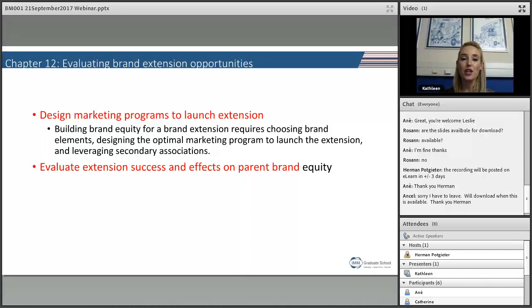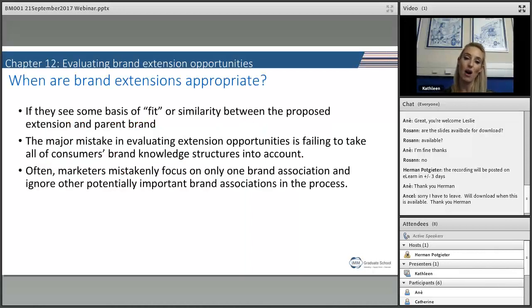We have to make sure that we are able to design good marketing programs to launch our extension. And remember, our focus is always on integrated marketing communications, that we'll be able to get a good mix of elements that will be appropriate for our brand and appropriate for our target market. And then we would always evaluate, after we've launched the extension, the effects that it has had on the parent brand's equity. A good brand extension will enhance the parent brand's equity. A poor brand extension will have a negative impact. And then you would need to consider whether it is valuable to keep that extension.